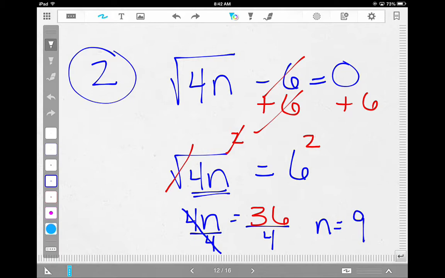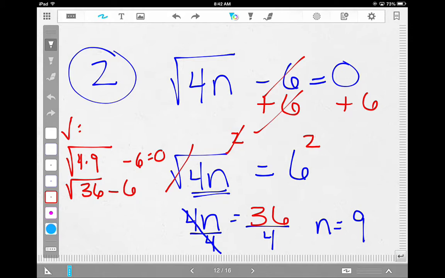Now before I circle my answer, I need to go back and check. Is the square root of 4 times 9 minus 6 going to equal 0? 4 times 9 is 36. That's being square rooted. Square root of 36 is 6. Minus 6 does equal 0. It checks. So my solution here is 9. Yes, you could guess and check this, some of you, but you're going to want to practice this because the equations will get harder to guess and figure out which number you need.